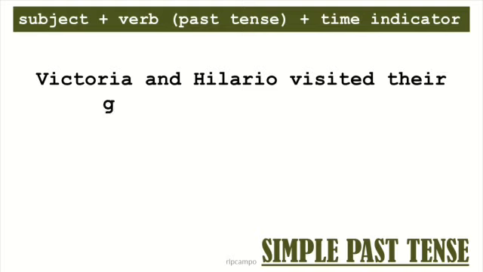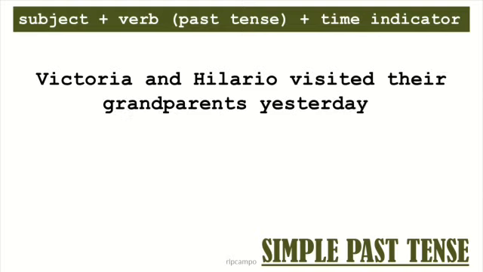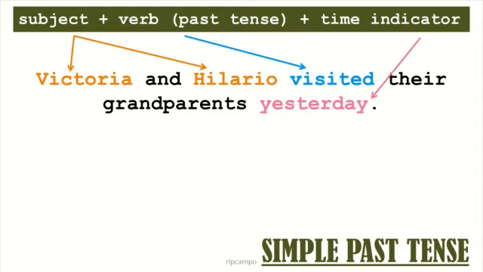Victoria and Hilario visited their grandparents yesterday. Let us identify the parts of this sentence. The subjects in this sentence are Victoria and Hilario. The verb expressed in the past is visited. And the time indicator is yesterday.